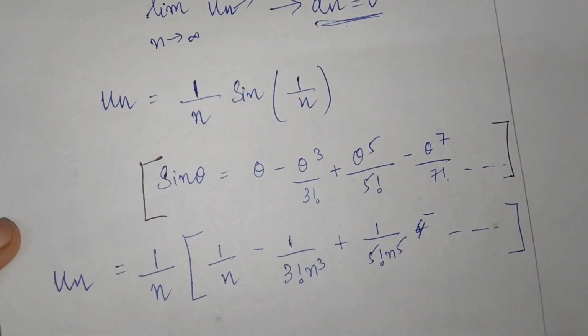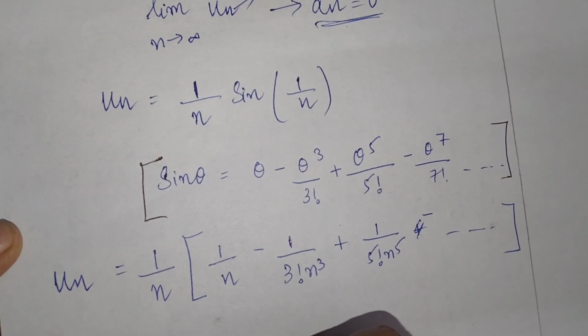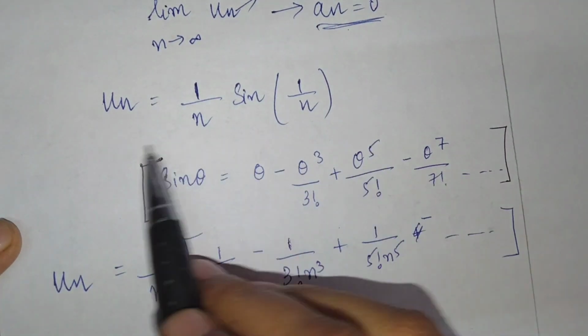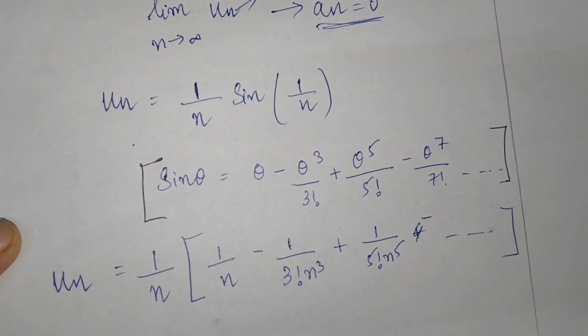Now what is our vn? Then vn will be 1 by n square. vn we will know from the main term itself, that vn is 1 by n square.